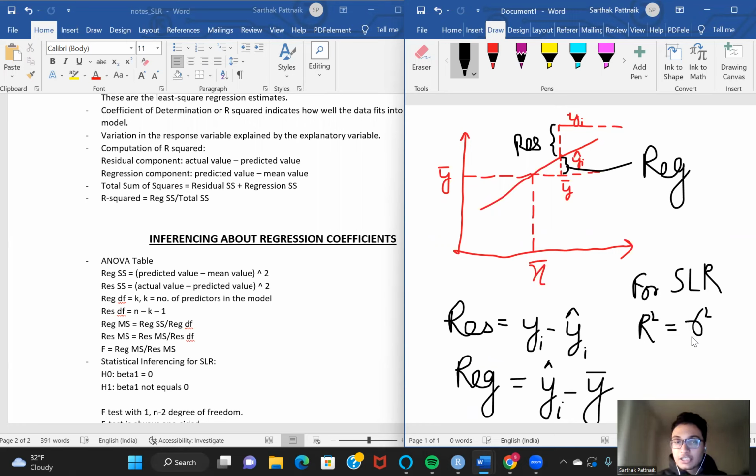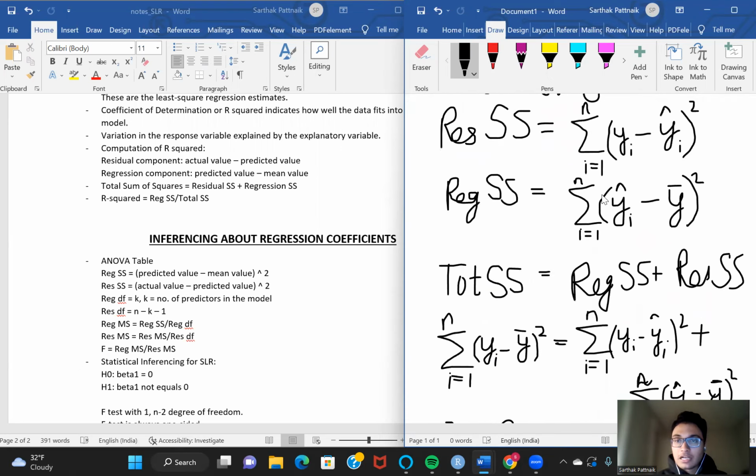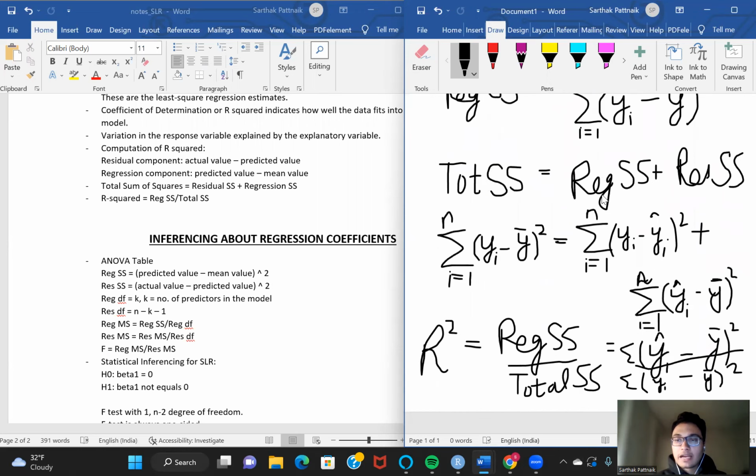We will continue in our next session where we'll be looking at inferencing some of the results about regression coefficients. So this session that we did today is going to be extremely handy in some of the sessions that we'll be conducting later in this particular module.